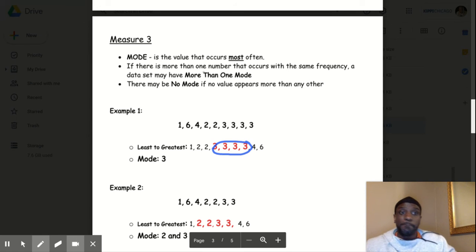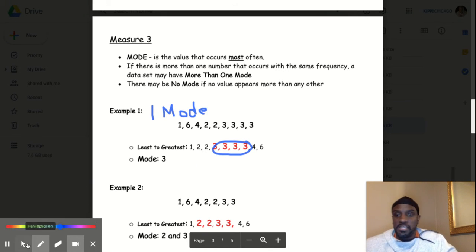So remember, you can have one mode, you can have more than one mode, and you can have no mode. In this example, this is one mode. The next example is when you have more than one mode. Okay, this is one mode. Let's keep going. Here we go.